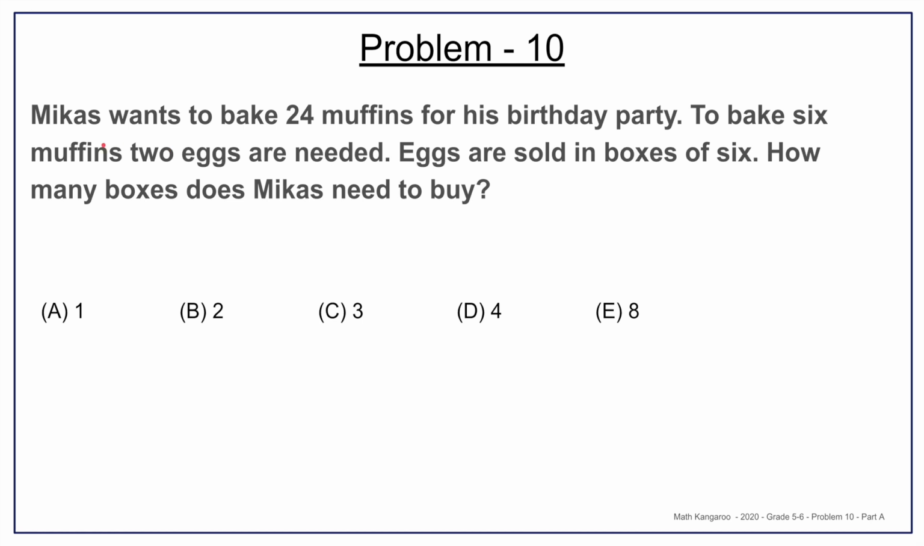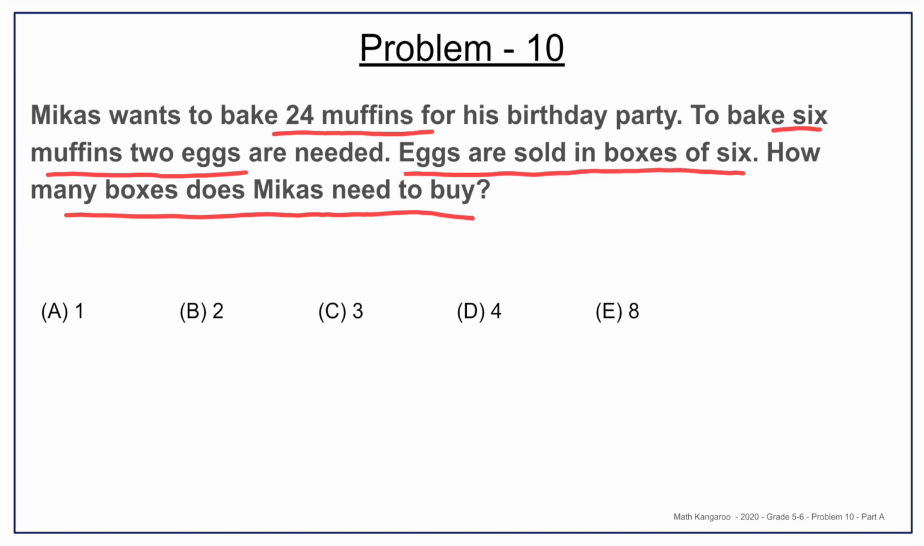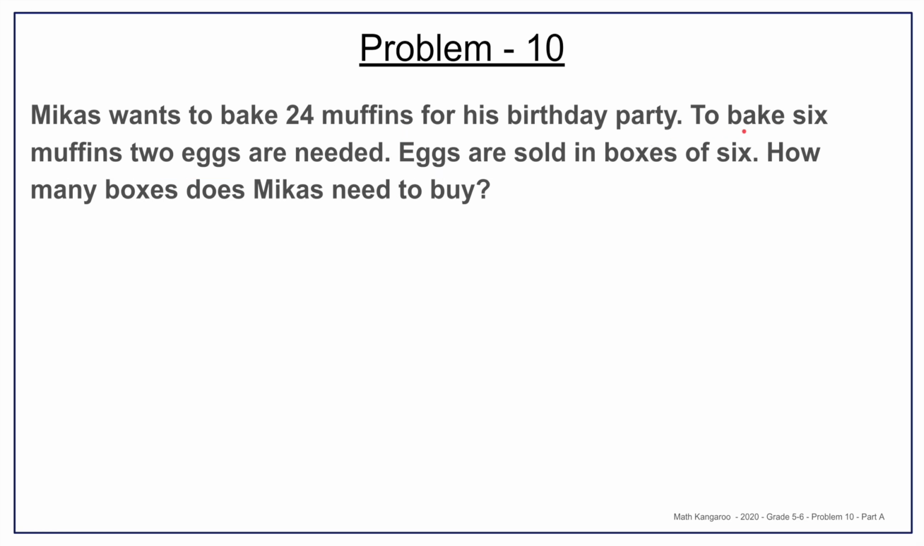Problem 10. Mika wants to bake 24 muffins for his birthday party. To bake 6 muffins, 2 eggs are needed. Eggs are sold in boxes of 6. How many boxes does Mika need to buy? These are our options. So let us calculate how many boxes Mika needs to buy. From the question we know that to bake 6 muffins, 2 eggs are needed. So 6 muffins need 2 eggs.